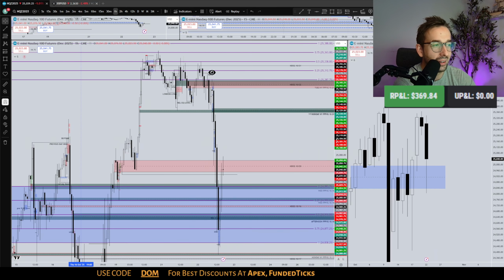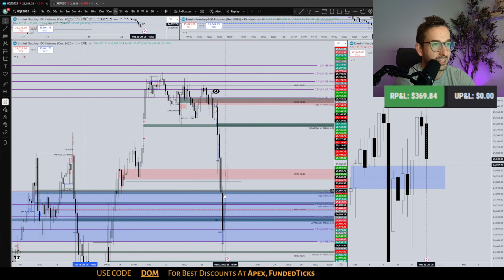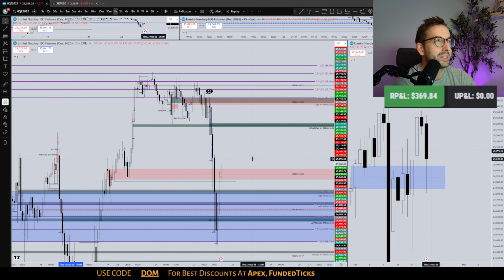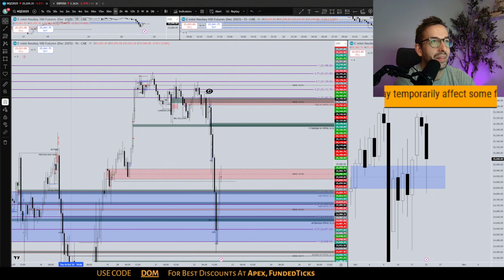We just have to wait on when price is going to turn on and start aggressively pricing towards these highs. But this right here, the highs are going to be taken. We just got to wait for that day when it happens. And that is going to be the draw on liquidity for when that time comes.